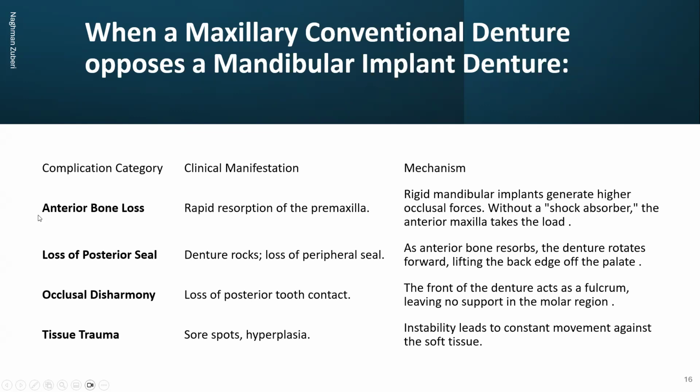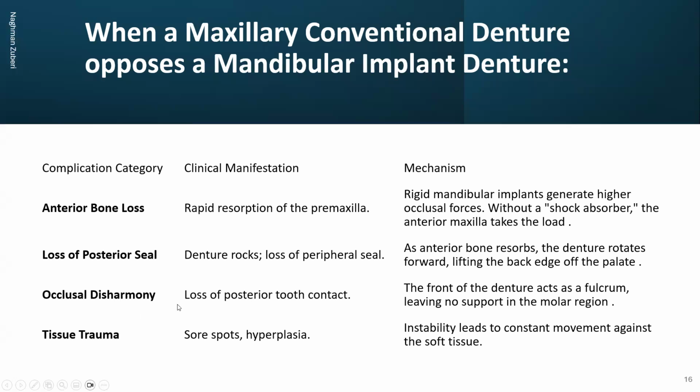Complication category: anterior bone loss. Clinical manifestation: rapid resorption of the premaxilla. Mechanism: rigid mandibular implants generate higher occlusal forces without a shock absorber, so the anterior maxilla takes the load. Next, loss of posterior seal: the denture rocks and the peripheral seal is lost. Mechanism: anterior bone resorbs, the denture rotates forward, lifting the back edge of the palate.